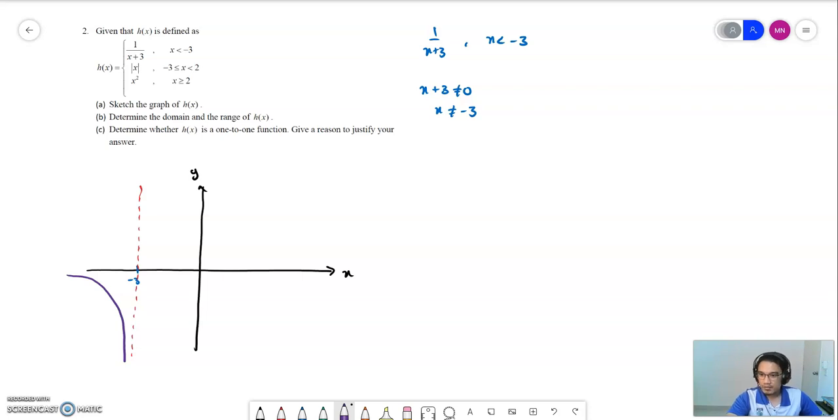Then we move on to the second equation, which is the modulus of x. Modulus of x will be equal to positive and negative x. It lies in the region between negative 3 and 2. So 2 might be around here, so we label that as 2. A modulus will always be in the shape like this, like a V shape.